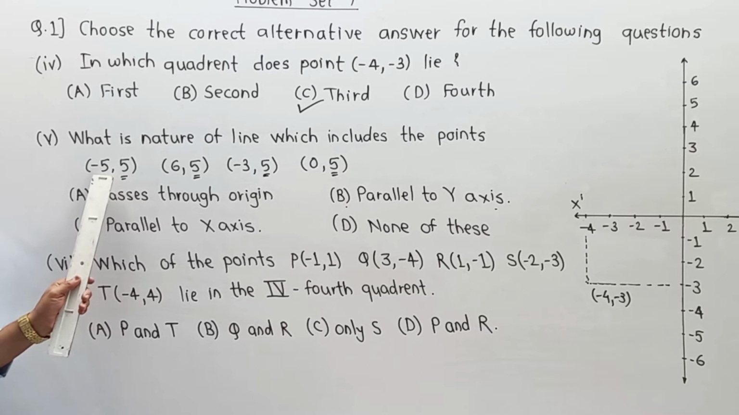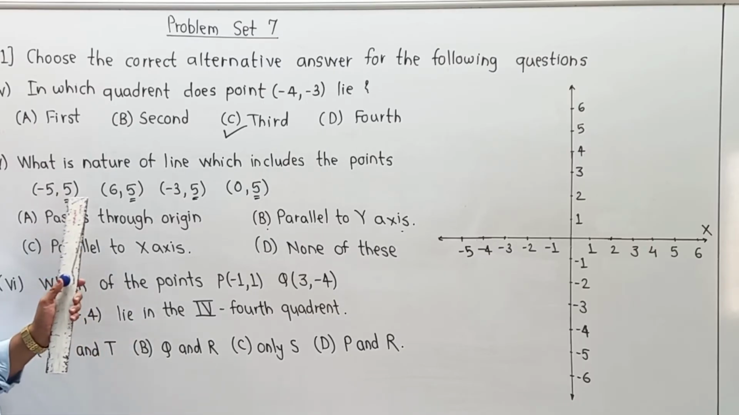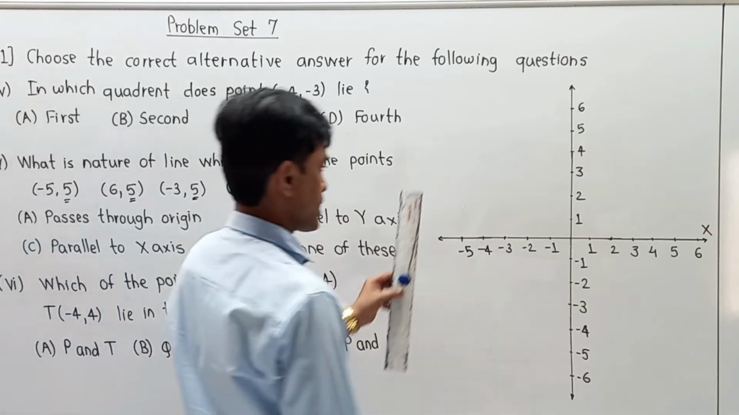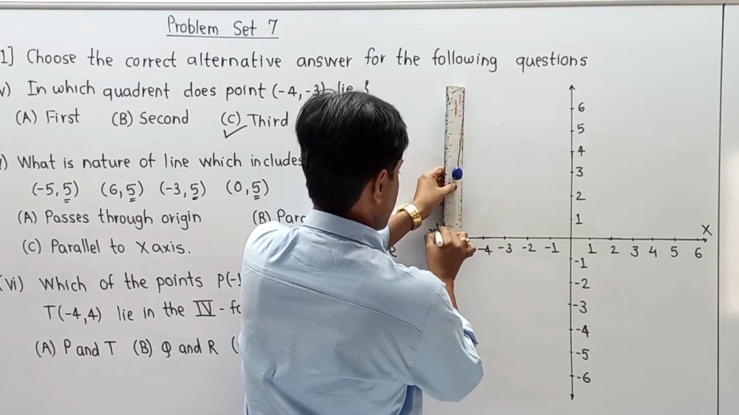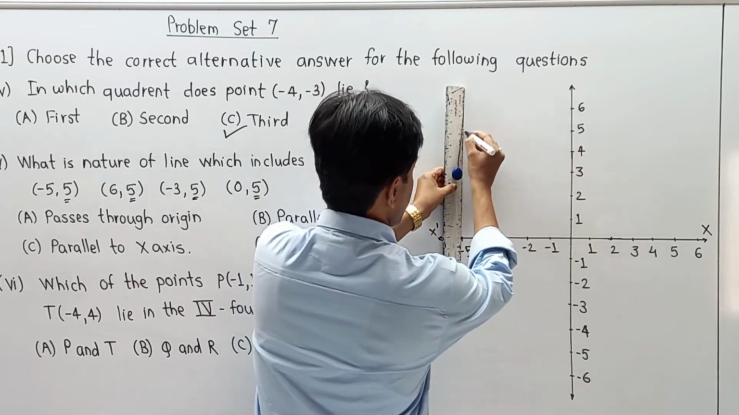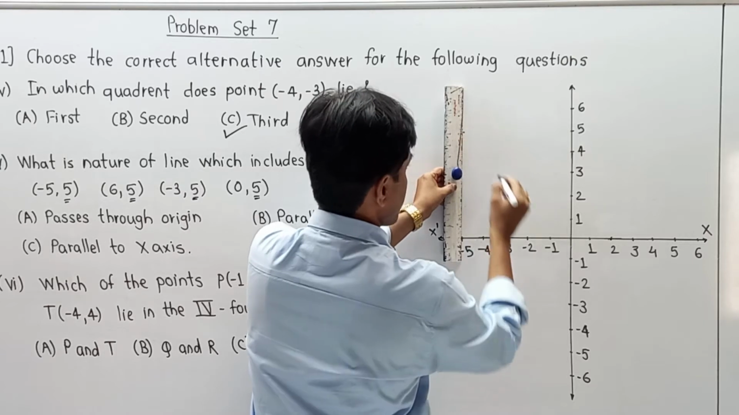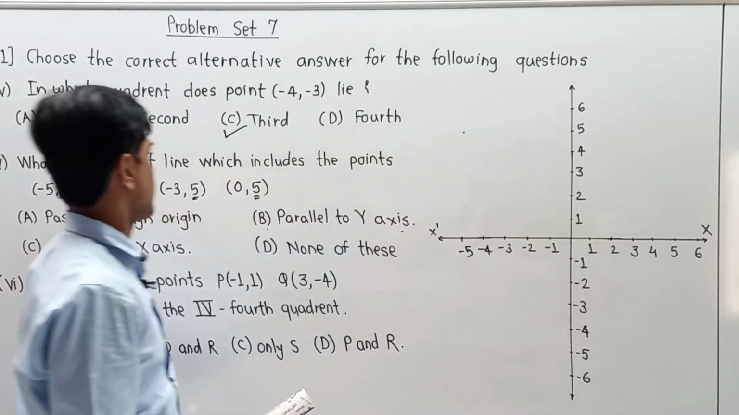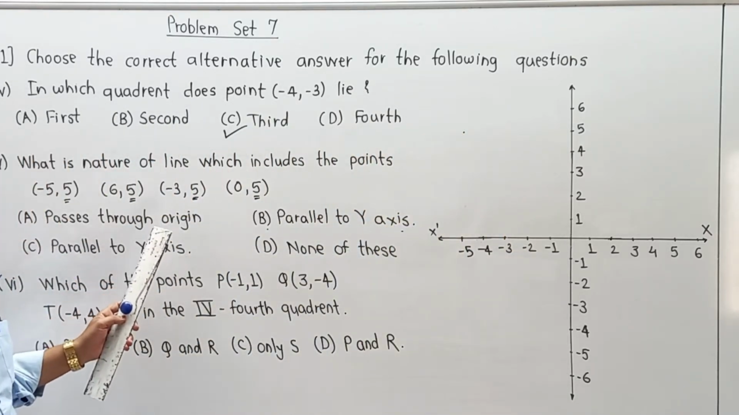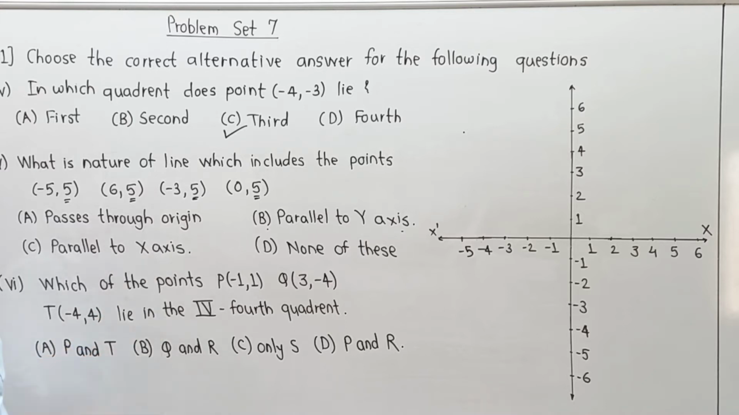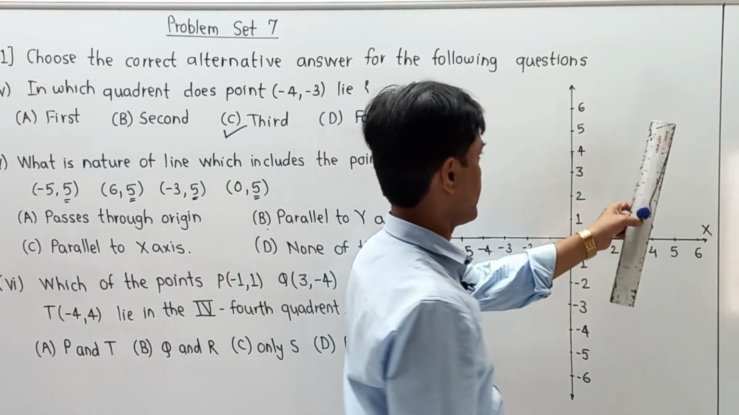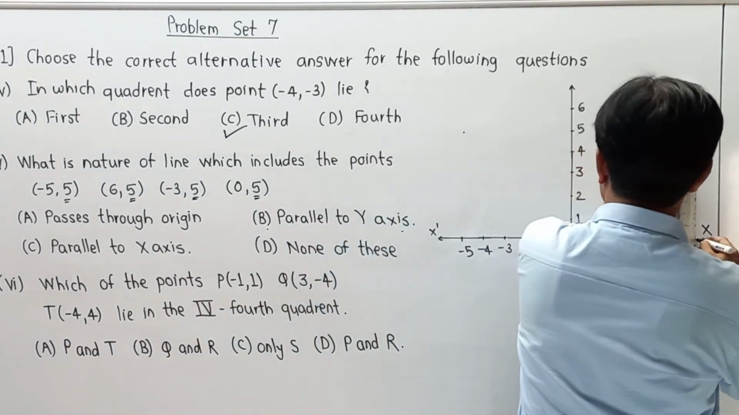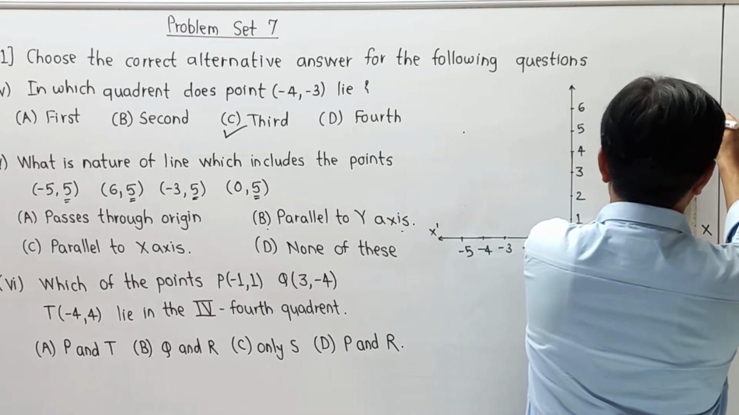The first point is -5, 5. So x is -5 and y is 5. This point is over here. Next, 6, 5. The value of x is 6 and the value of y is 5. So this point is 6, 5.